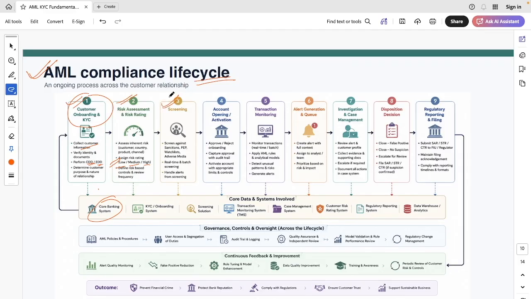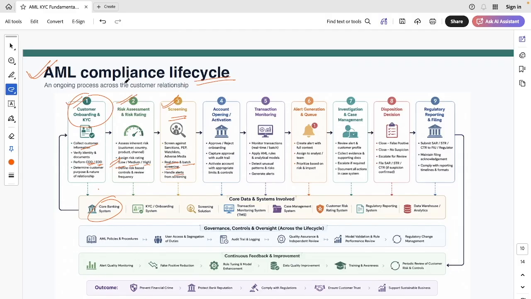Once the risk assessment is completed, next comes the screening. The bank needs to check the customer, the related parties, the directors, authorized signatories, and beneficial owners against sanctions lists like PEP lists, watch lists, and adverse media sources. The bank is checking, is this person or entity linked to any sanctions or political exposure, negative news, or non-financial crime risk. The screening can happen in real time, or it can also happen in batch mode when the watch lists are updated. If there is a match, the system may need to create a screening alert, and that alert needs to be reviewed.